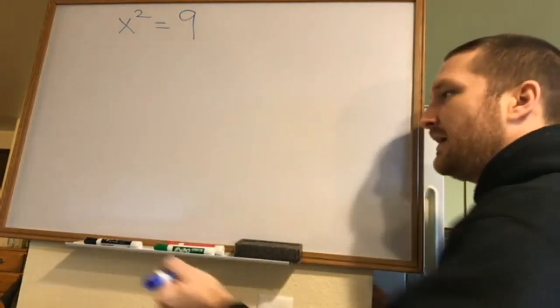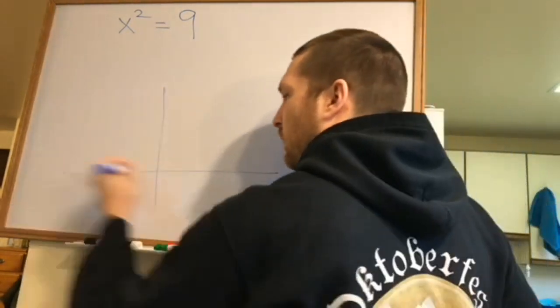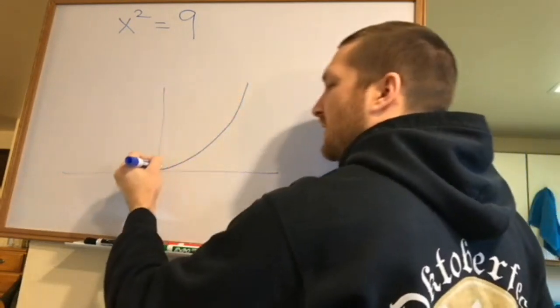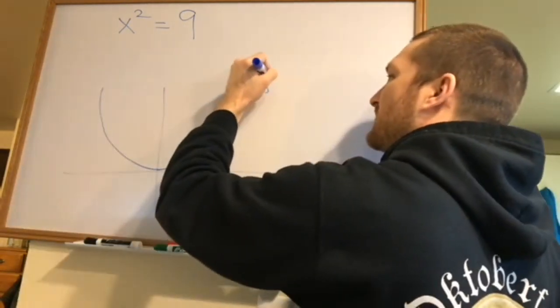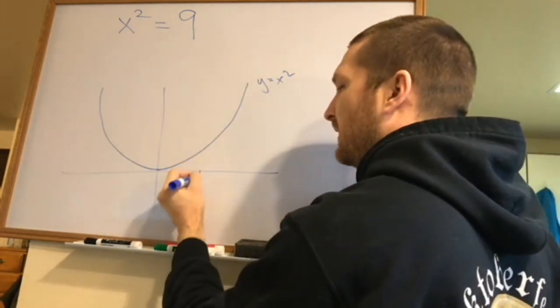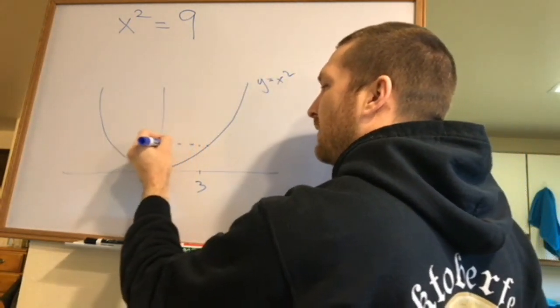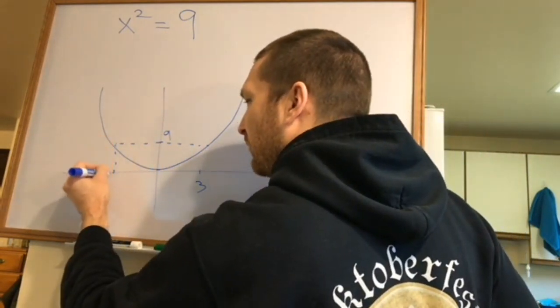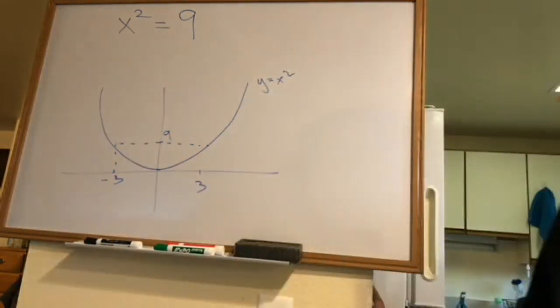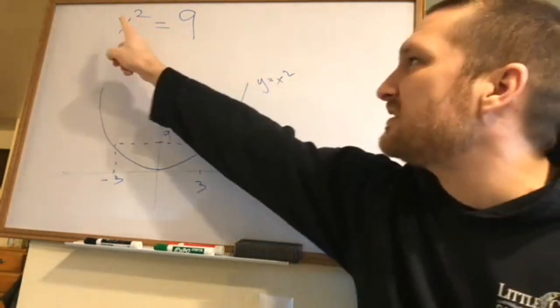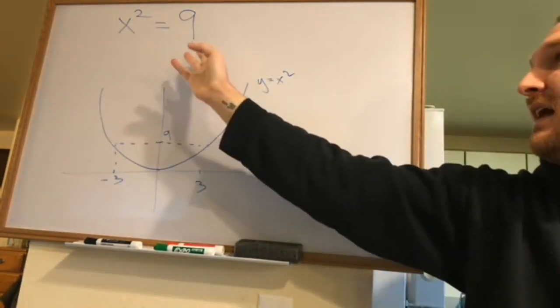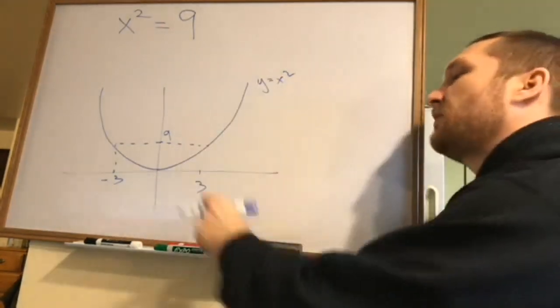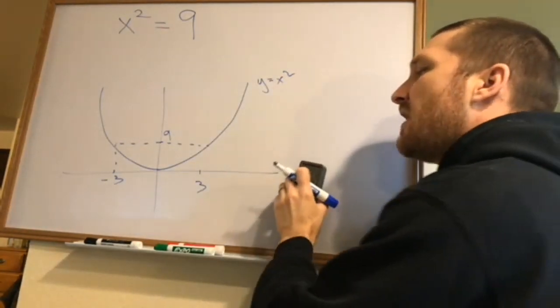And the reason why is, if you think about what a parabola looks like, here's the parabola y equals x squared. When you plug in a 3, you get out a 9. But when you plug in a -3, you get out a 9. And so you're saying you plugged in some number, x, and you got out a 9. Well, there are 2 possibilities. Either it was 3 or -3.